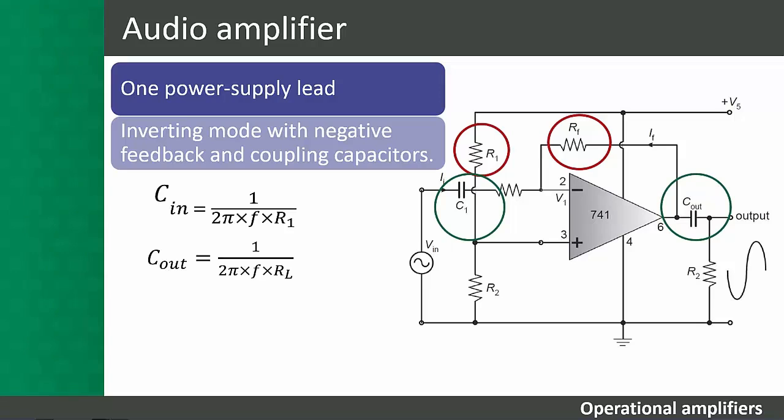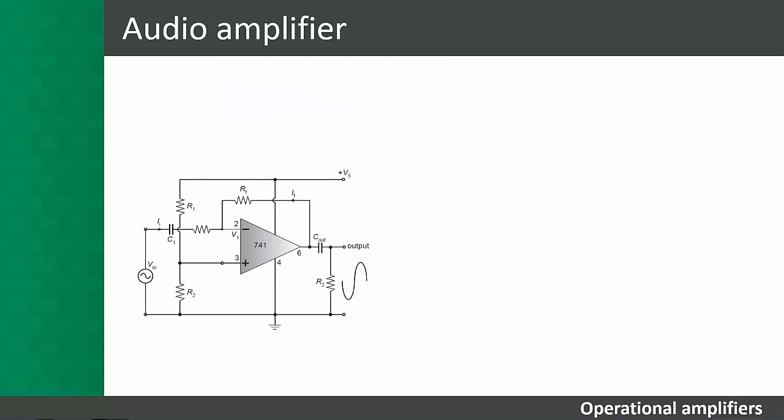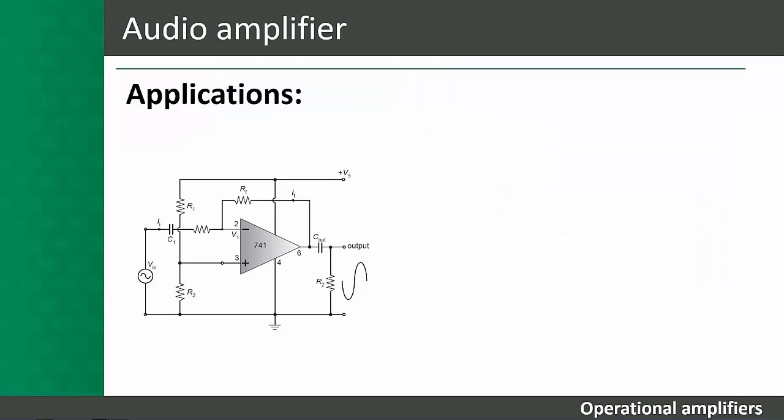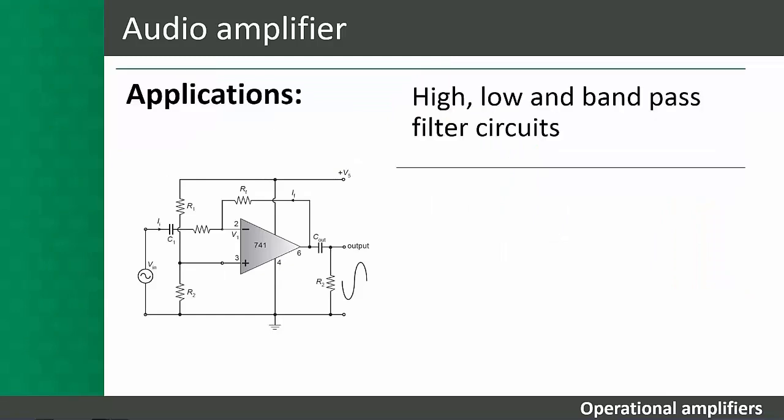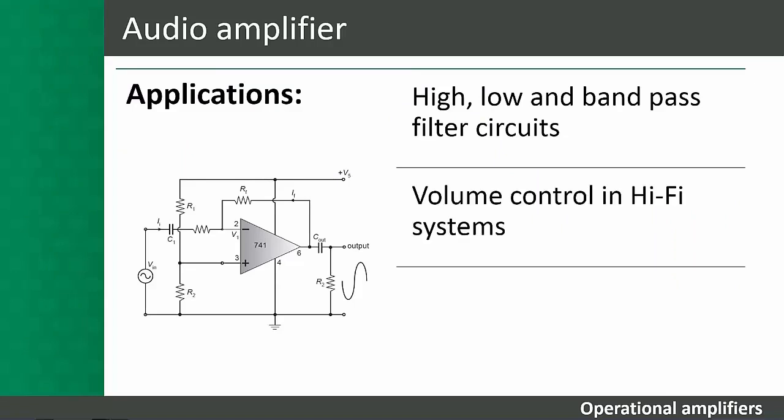F is the lowest operating frequency in the audio spectrum, which is generally accepted as 30 Hz. The gain is still RF over RI. The audio amplifier is used in high, low, and band-pass filter circuits, volume control in hi-fi systems, and tone controls. Let's now watch a video of a small audio amplifier circuit in action.